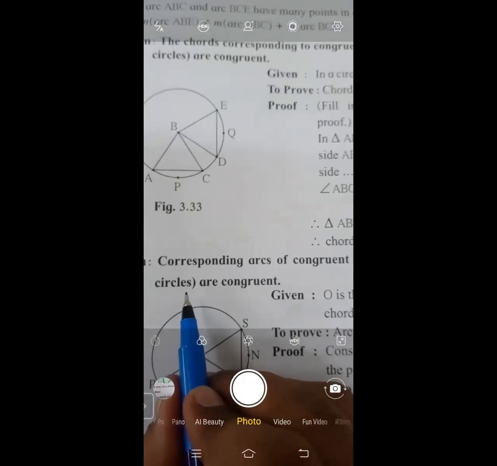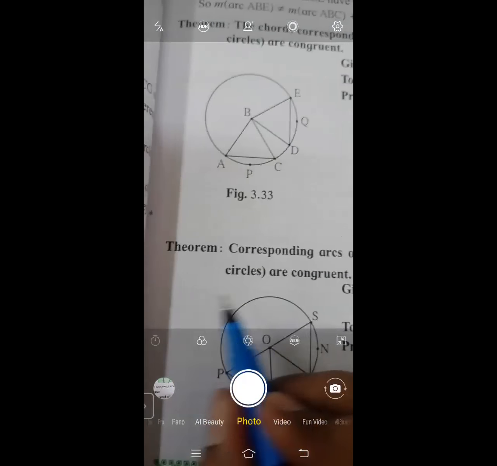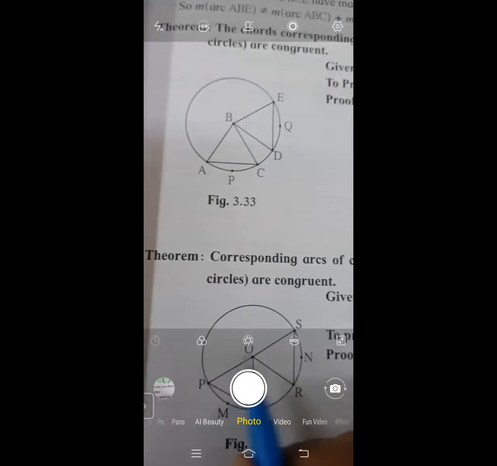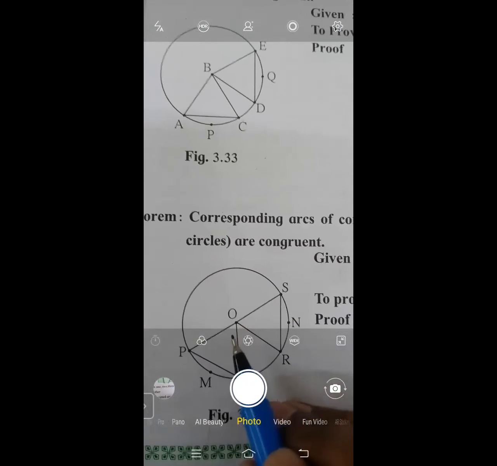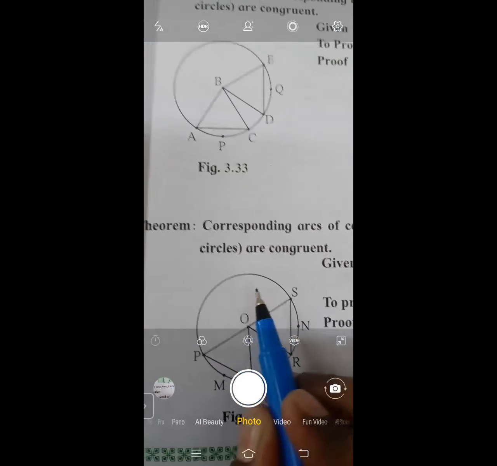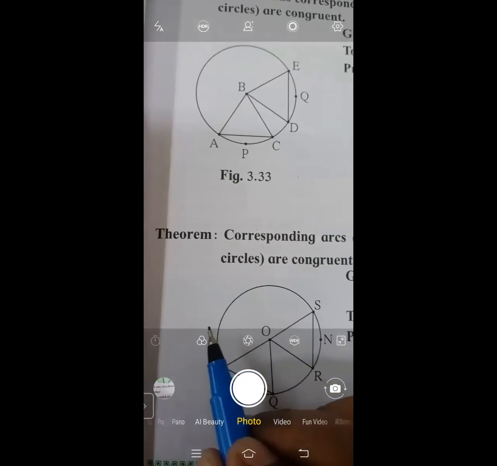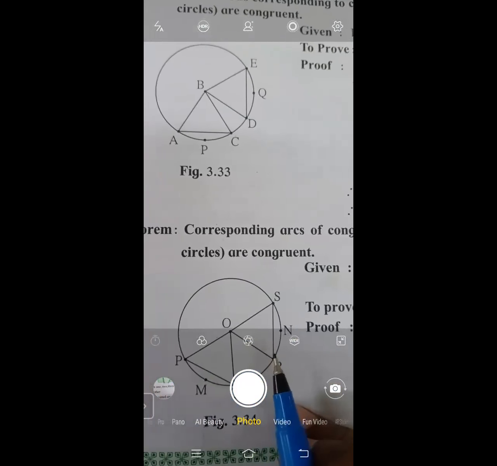Students, here the words "or congruent circles" mean that if there are two different circles but they have the same radius. We are studying just these arcs in a single circle, but this can happen in a case where there are two circles and they have the same radii.